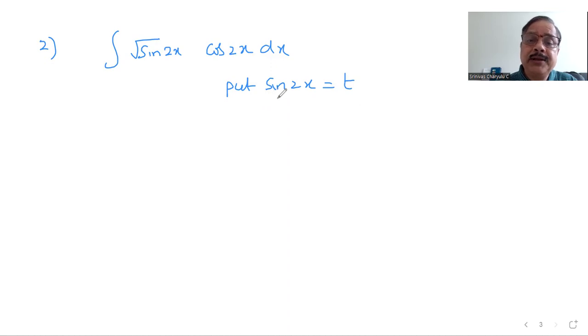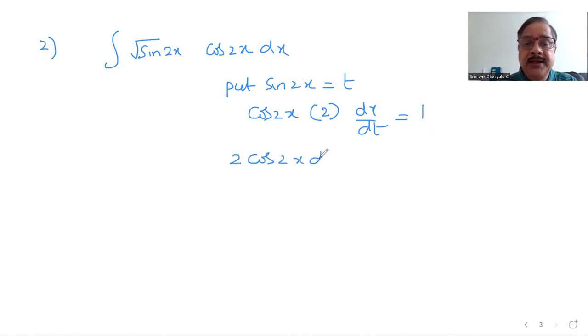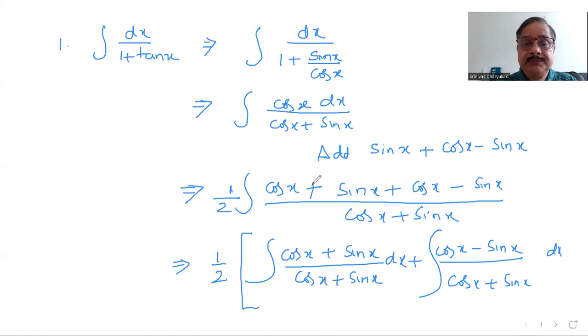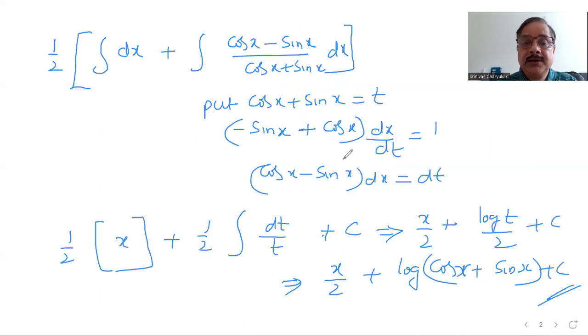Sine 2x you put to t, then the differentiation will become cos 2x, and 2x differentiation is 2, dx by dt. All these things we should remember. 2x we should not forget to differentiate because it's chain rule. So therefore 2 cos 2x dx is equal to dt. Here I am writing now, differentiate with respect to t.